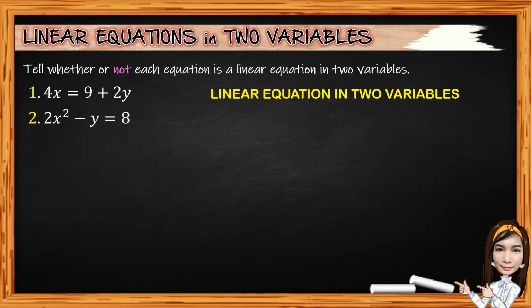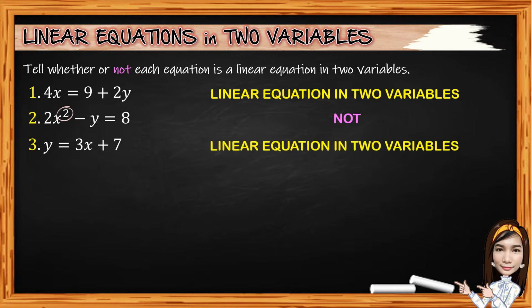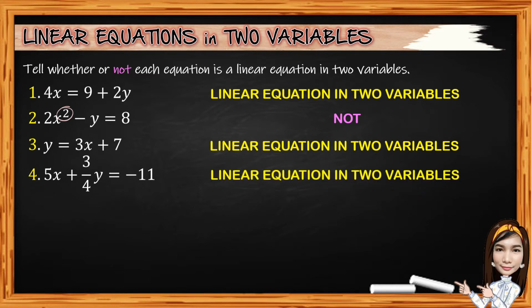For number 2, we have 2x² - y = 8. This is not considered a linear equation in two variables because the exponent of the variables in a linear equation must be 1. Since the exponent of x is 2, this is not a linear equation. For number 3, we have y = 3x + 7. This is considered a linear equation in two variables because the exponent of the variable x and the variable y is 1. For number 4, we have 5x + (3/4)y = -11. This is considered a linear equation in two variables because the exponents of the variables x and y are 1.